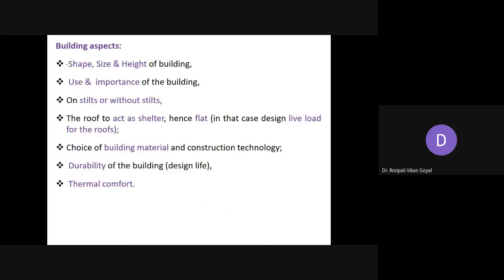So basically all the building aspects that are common, as we have seen in earthquake resistant structures: size, shape and height of the building, use and importance of the building, then whether it is on stilts, meaning on pillars or posts, or you are designing without stilts. Then the roof that will act as a shelter. Whenever there is a tsunami, it is flooded everywhere, so generally people use the roof for shelter purposes. So generally it should be flat. Okay, so in that case you should consider live load also, that is, how many people can stay there. So that live load also you have to consider.